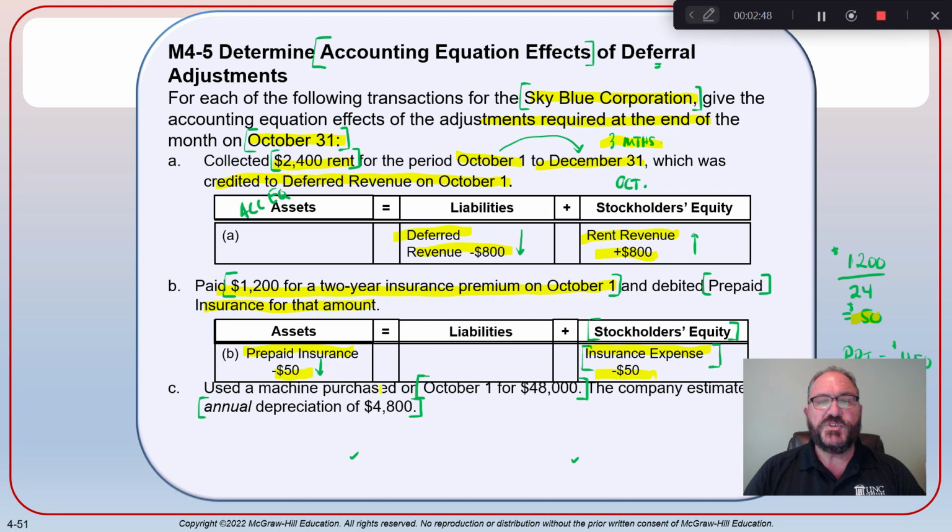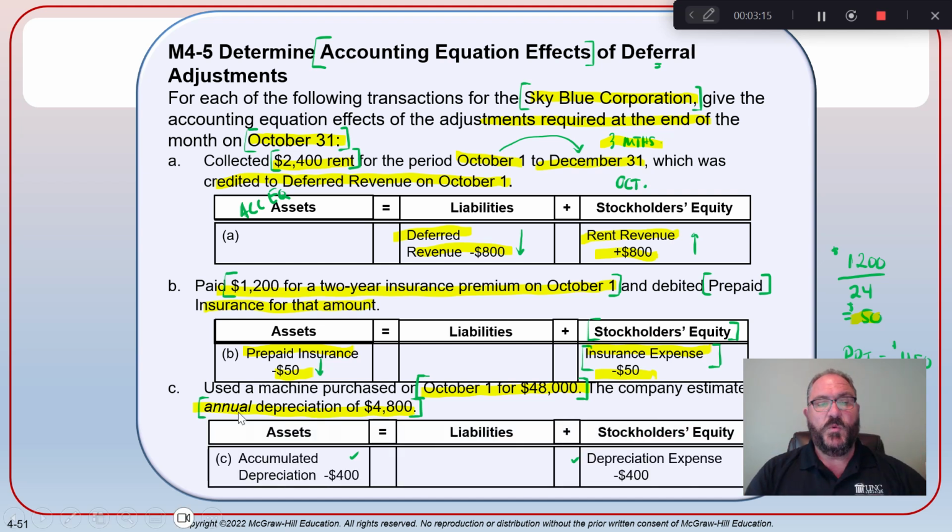Okay? Use the machine purchased on October 1st for $48,000. Company has annual depreciation of $4,800. Okay, so now it's October 31st. We bought it October 1st, so we used it for 1 month. If annual depreciation is $4,800, divide that by 12, it's $400 a month. We need to show 1 month, right? So we have accumulated depreciation of $400, depreciation expense, $400. Okay?